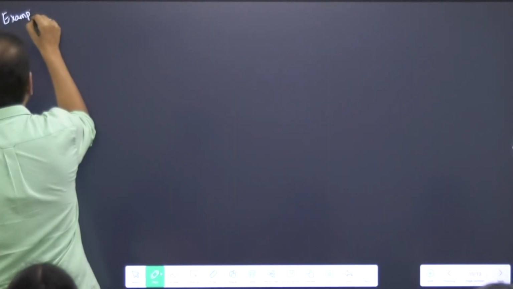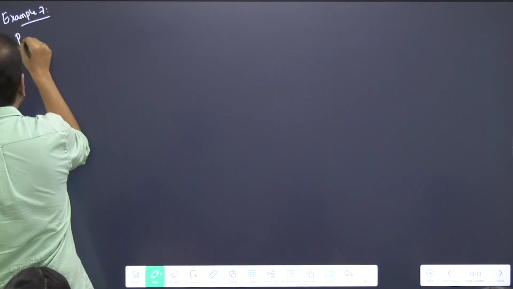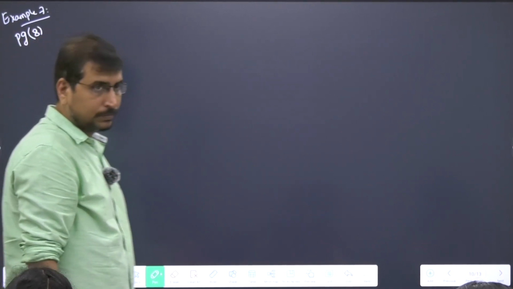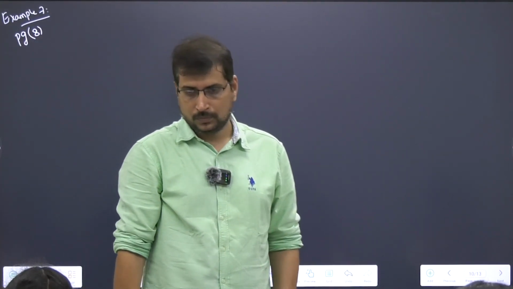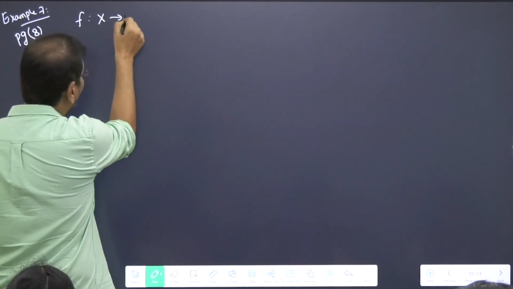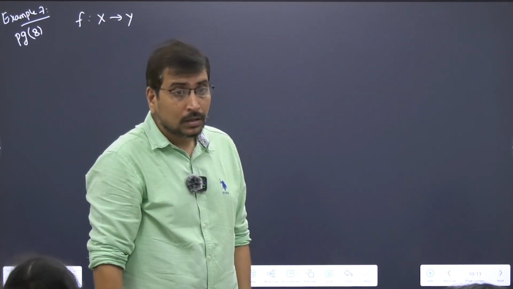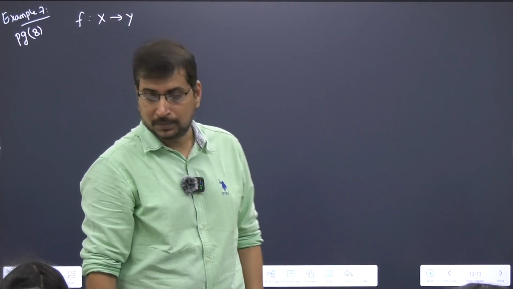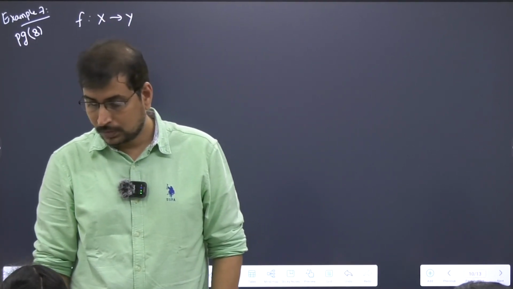So example 7, and what is the page number? Page number 8. So what is the question? A function f from x to y is said to be 1-to-1 and onto bijective. No, you're telling the definition 7. I'm talking about example 7, below that.